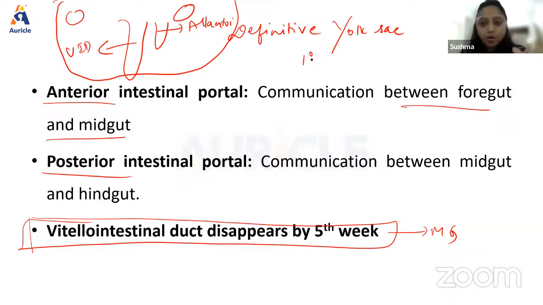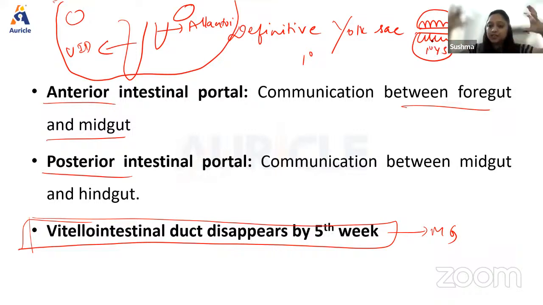The primary yolk sac was formed very initially. After the blastocyst was formed, I discussed that there is an epiblast layer and a hypoblast layer. And the very first structure that is formed is the primary yolk sac.